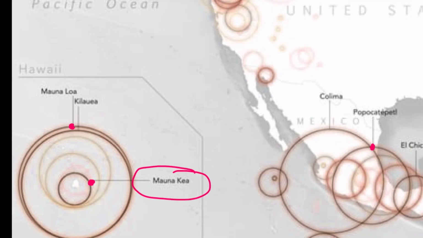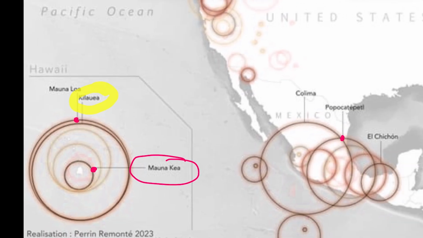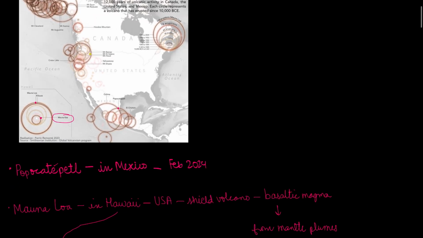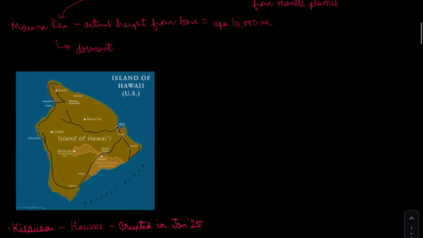There's one more over here, which is Kilauea. I don't know if I pronounced it correctly or not, but Kilauea volcano is also in Hawaii. It erupted in January 2025. Since it erupted recently, it is an active volcano.